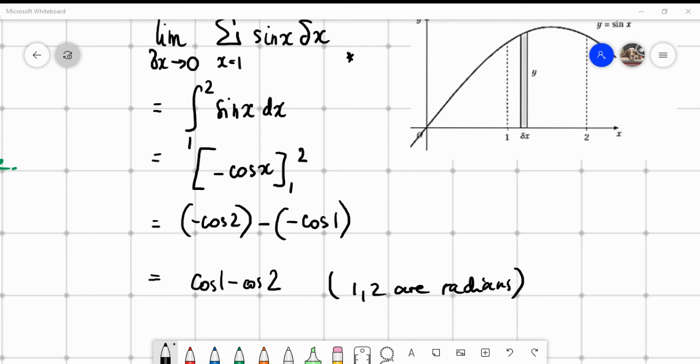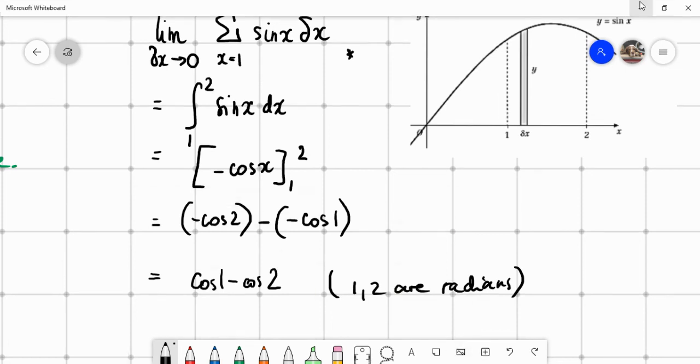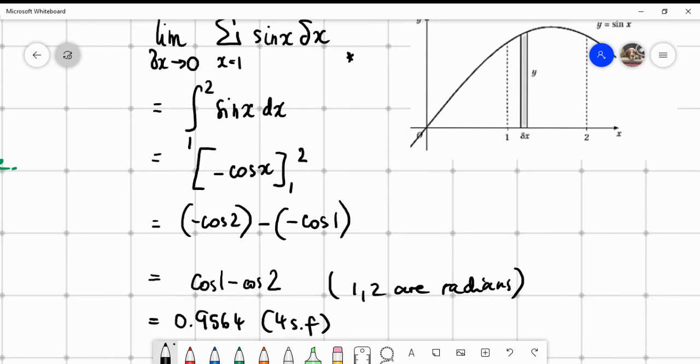0.9564 to 4 significant figures. Okay, so there you go. Hopefully that concludes the chapter perfectly.